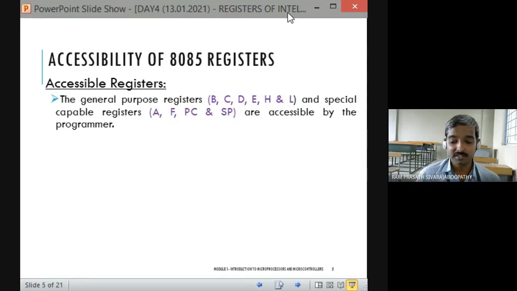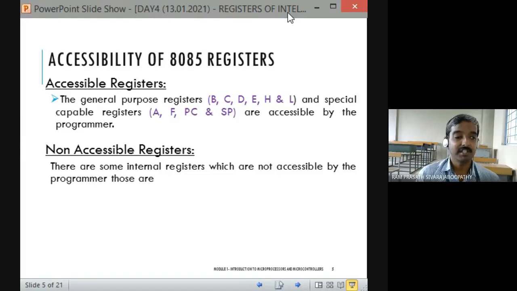Only these registers will be involved in our instructions. Clear? Apart from these registers, we have many other registers which are used for internal operation. The CPU uses those registers for its internal functioning. Those registers cannot be accessed by the programmer. So these are non-accessible registers, internal registers which are not accessible by the programmer. A few are listed here. There are many more such non-accessible registers, but that is also a limited number, and they cannot be accessed by the programmer.